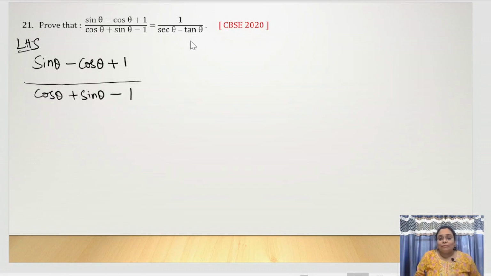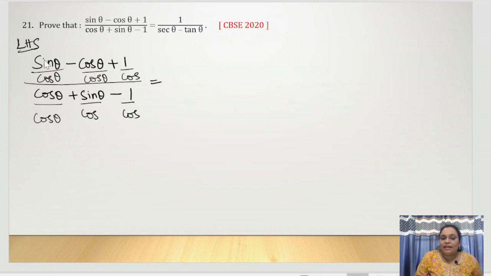So you will be getting these types of questions in your board exam. See the RHS. We need to prove 1 by (secant theta minus tan theta). So you have tan theta here. Now we will divide the whole LHS, numerator and denominator, with cos theta, if you want tan theta, right? Because sin by cos will be tan theta, right? So you will divide with cos theta.